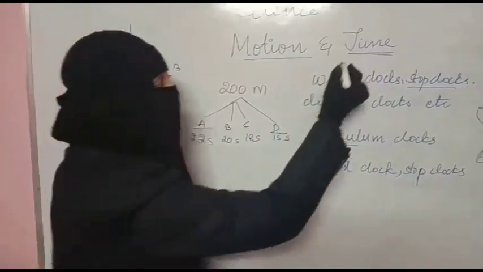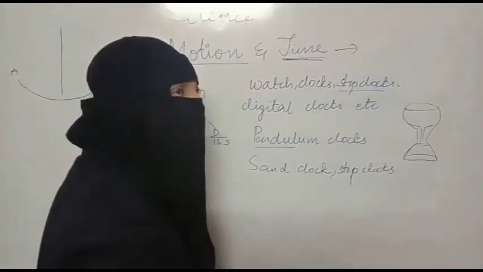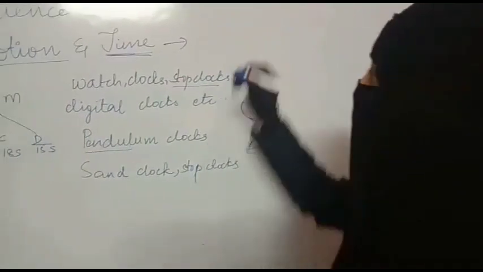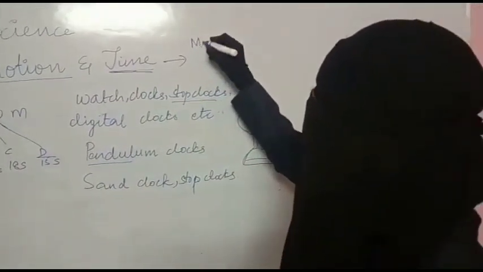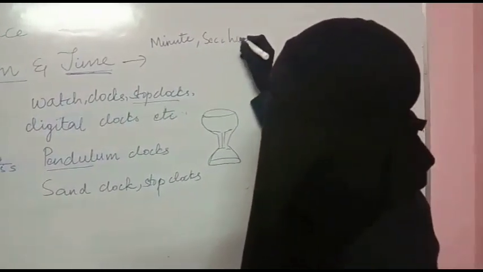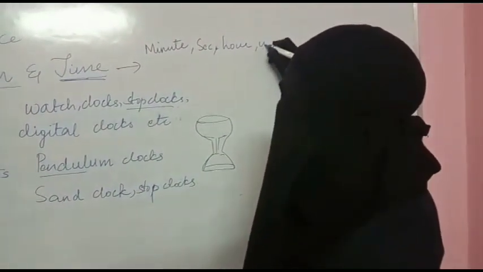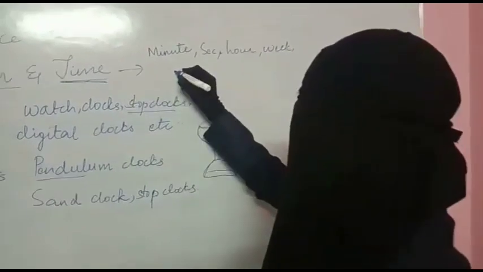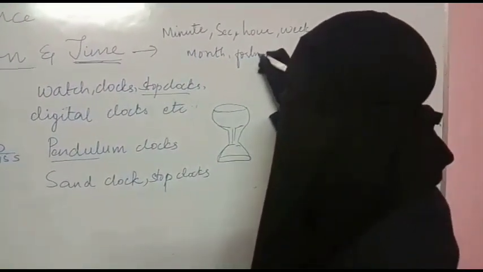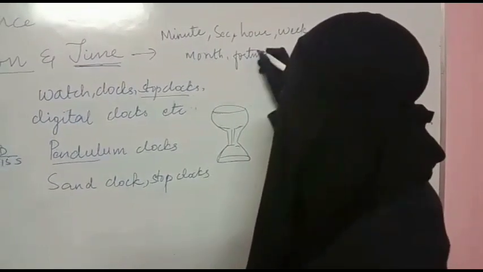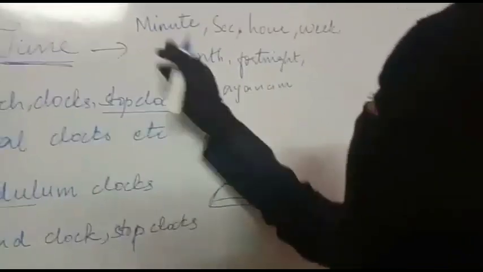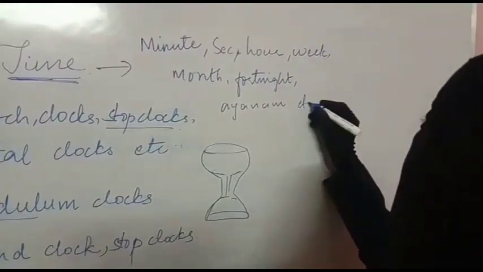Now, as I said, time has certain units. So what are the units of time here? There are different units of time, starting with minute, seconds, hour, week, month, fortnight, annum or iannum. So here minute, seconds, etc. Many units of time are there.